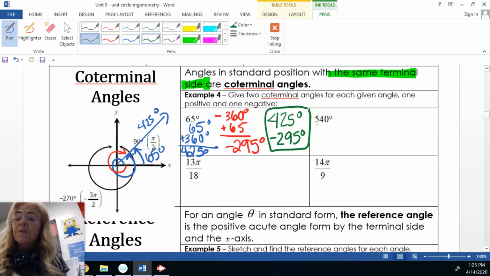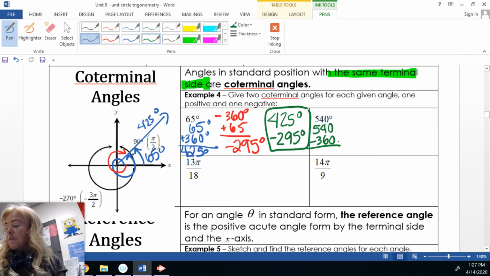So 540 degrees minus 360 is going to be 180 degrees. Now, that ended up positive even though I subtracted 360. Why is that? That is because we ended up with 540 degrees to start with.